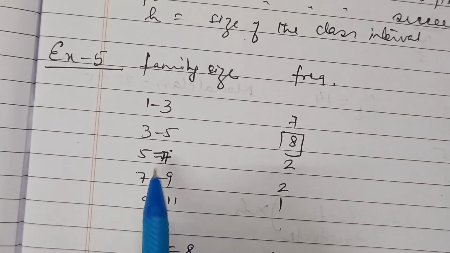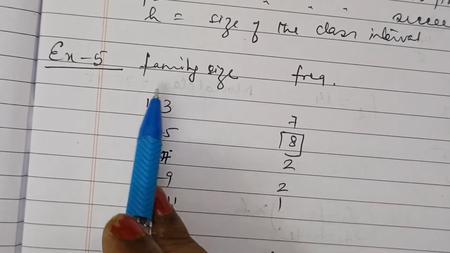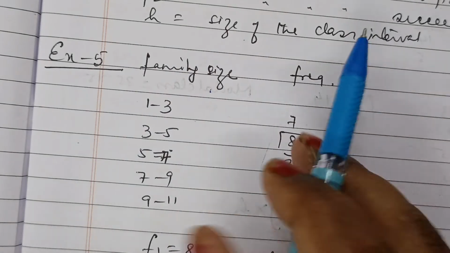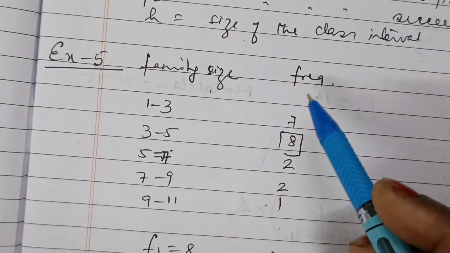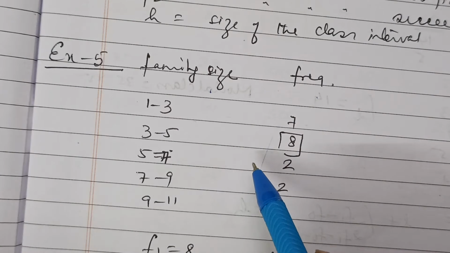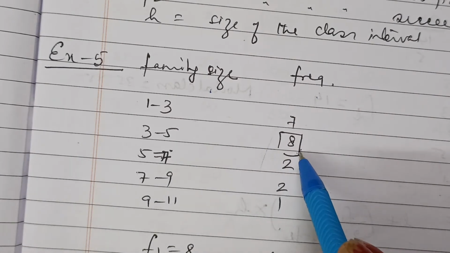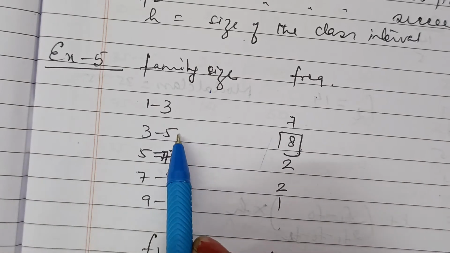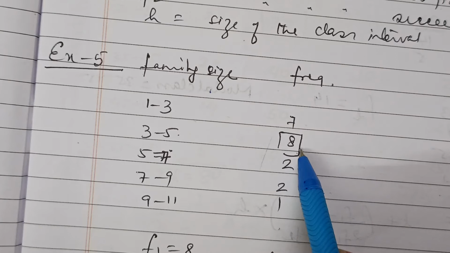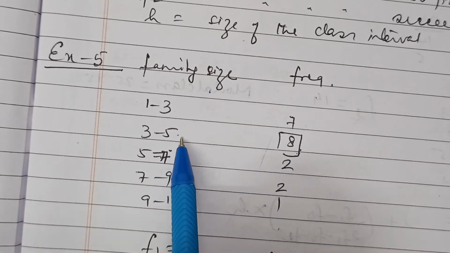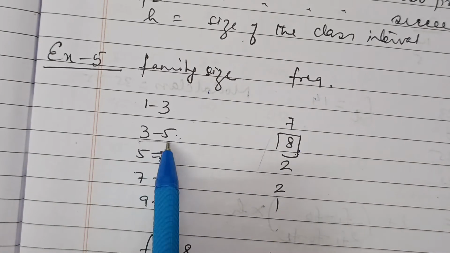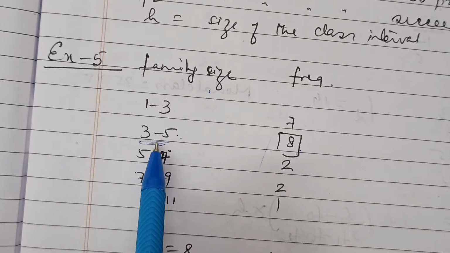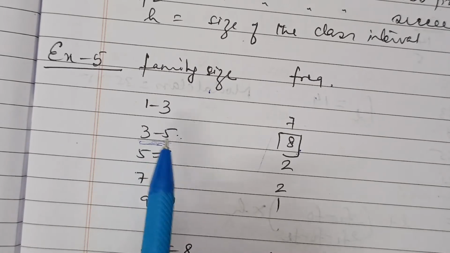Now let us make this in tabular form. Family size is given, frequency is given; you have to note it down as it is given in the question. Then what do you find here? The maximum class frequency is 8, isn't it? And the class corresponding to this frequency is 3 to 5. That means the highest frequency is in the class interval 3 to 5. So this is the modal class. Remember, whatever the modal class is, your answer will be inside that only.